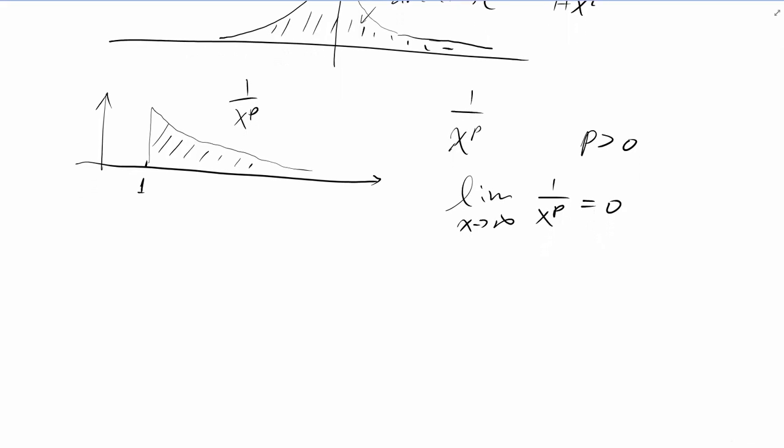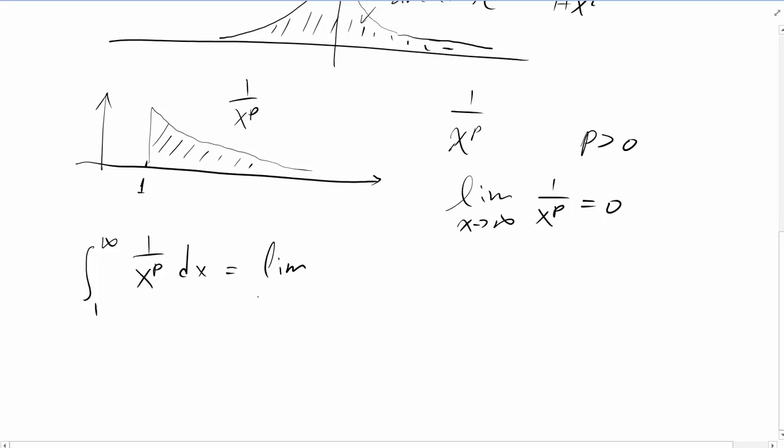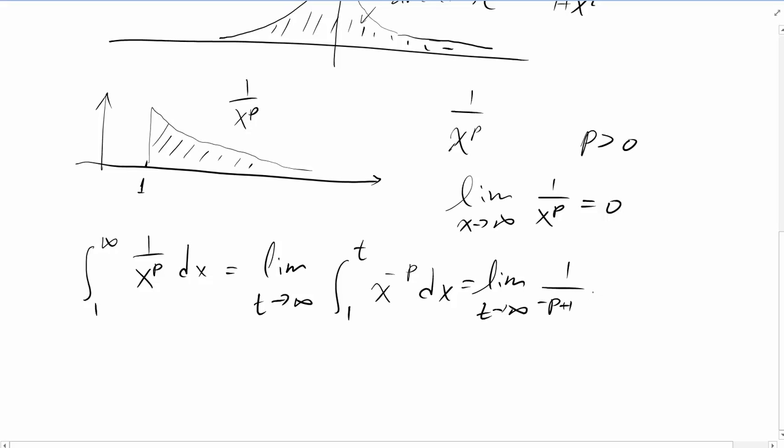So let's look at what value we get if we integrate from 1 to infinity of 1 over x to the power p dx. So this is a limit. Let's use t. t goes to infinity, and from 1 to t, we have x to the negative p dx. So this is the limit as t goes to infinity of 1 over negative p plus 1, times x to the negative p plus 1. And then we plug in t and 1.